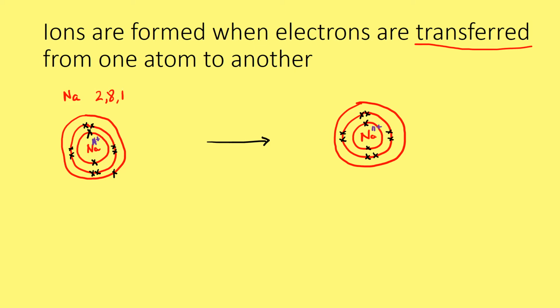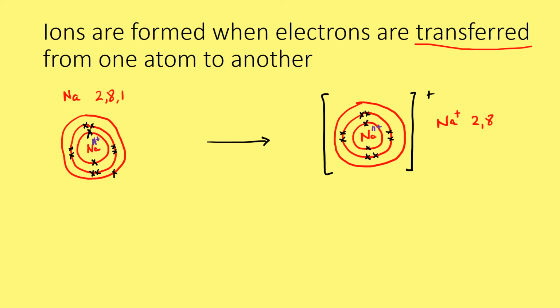So this has now an overall charge of +1, 1 plus, and that's how we draw it. We draw it in square brackets. So the symbol of this ion would be Na plus, and the electronic structure, of course, would be 2, 8.